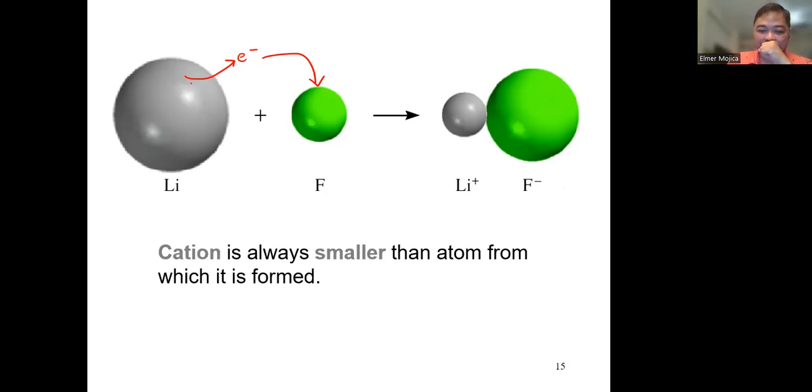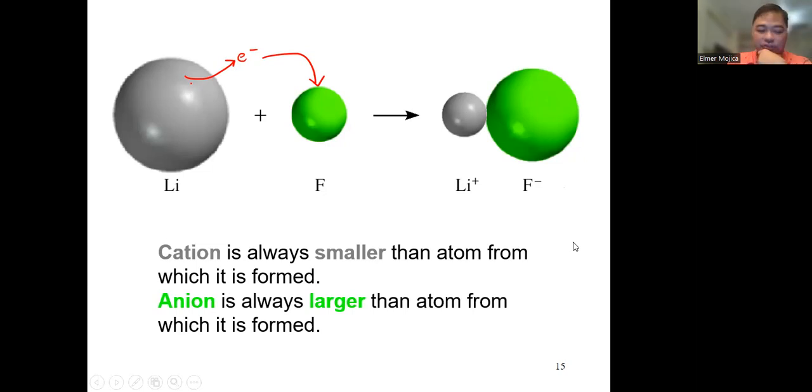So a cation is always smaller than the atom from which it is formed, and an anion is always larger than the atom from which it is formed. Okay ba?